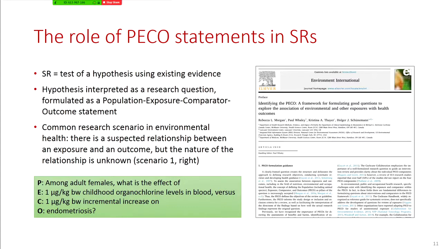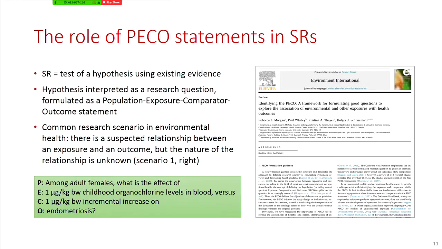Then a common scenario that we're faced with in environmental health research is having a suspected relationship between an exposure and an outcome, but that relationship's unknown, right? So this is one of the scenarios in a recent paper by Rebecca Morgan and colleagues, which I was a co-author on, where we laid out 5 different case studies for thinking about how to develop PICO statements of different research scenarios.